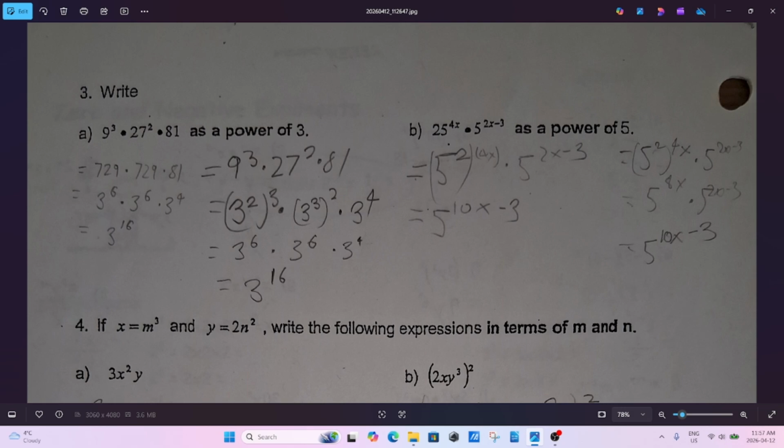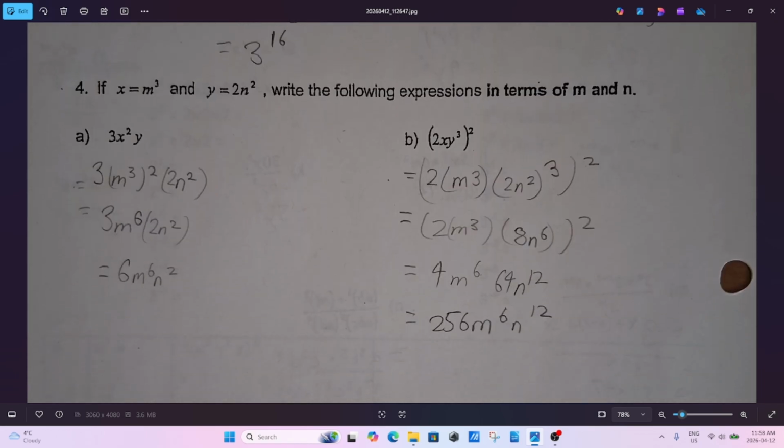So 3B, 25 to the exponent 4x times 5 to the exponent 2x - 3 as a power of 5. So that's equal to 5 squared to the exponent 4x times 5 to the exponent 2x - 3, which is just equal to 5 to the 10x - 3. So you add the exponents together.